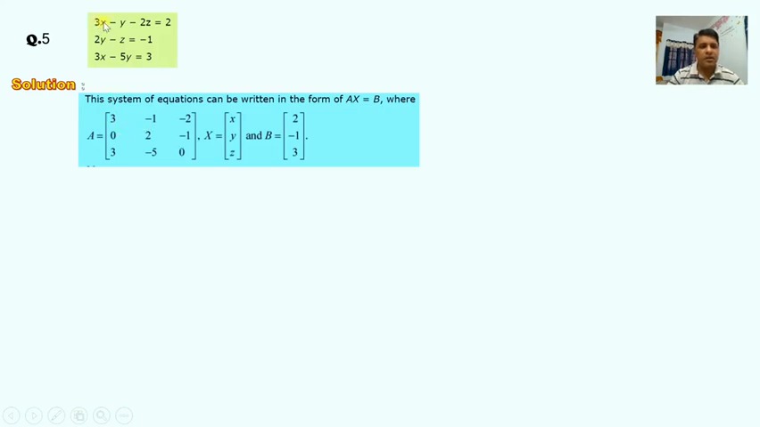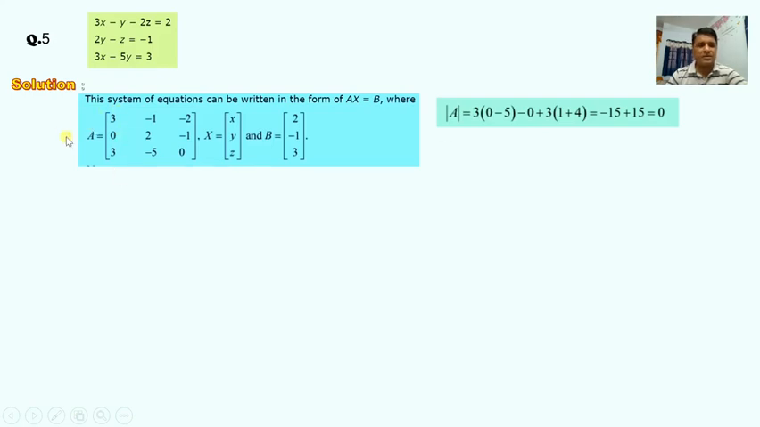So 3 minus 1 minus 2, and 0 2 and minus 1 here, and then 3 minus 5, and then z is not there, so 0, and then x is all three variables x y z here, and then B is the right hand side 2 minus 1 and then 3. So this is all about this question. Now let us try to find its determinant A, expanding through this C1.